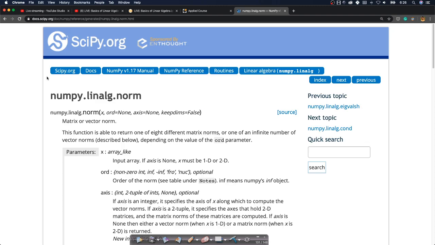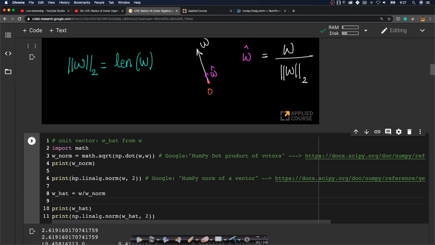This function is in the NumPy module. Within the NumPy module, there is a submodule called linear algebra. Within that, there is a function called norm, right? This is what we have to use. So let's go back. And I just say np.linalg.norm of w comma 2, because I want the 2 norm. I just printed this. Now what do I get?